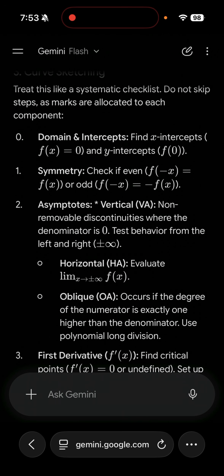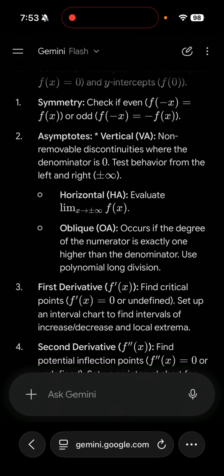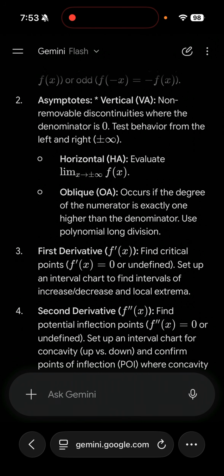Curve sketching. Domain and intercepts: find x-intercepts, f(x) equals 0, and y-intercepts, f(0) where x equals 0. Then symmetry: check if f(-x) equals f(x), even, or odd, f(-x) equals negative f(x). Asymptotes: vertical asymptote, a non-removable discontinuity where the denominator is 0. Test behavior from the left and the right, positive or negative infinity. Horizontal asymptote: evaluate the limit as x approaches positive or negative infinity of f(x). Oblique occurs if the degree of the numerator is exactly 1 higher than the denominator.